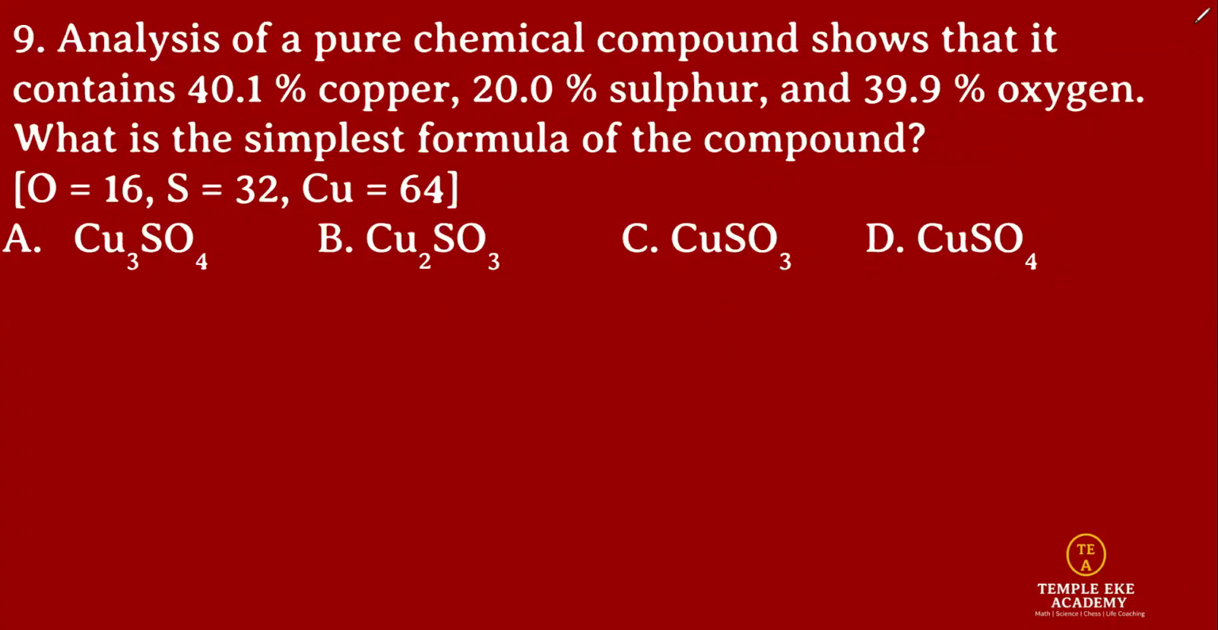Right. In this problem, we are given the chemical composition of a compound: 40.1% of copper, 20% of sulfur, and 39.9% of oxygen. I want you to look at that value, 39.9. That is not significantly far from 40. So we can use a reasonable simplifying approximation in this calculation.